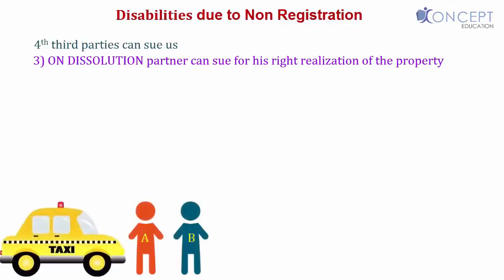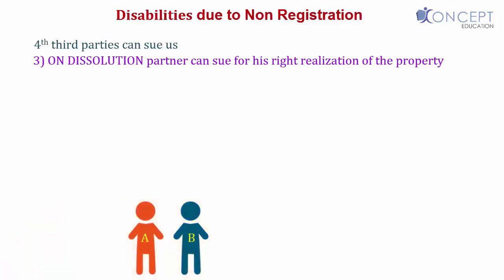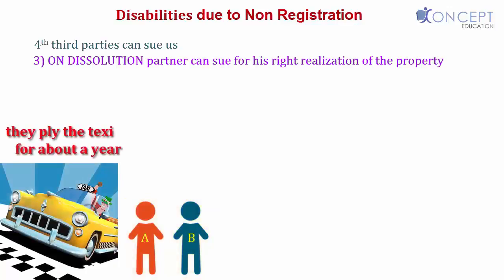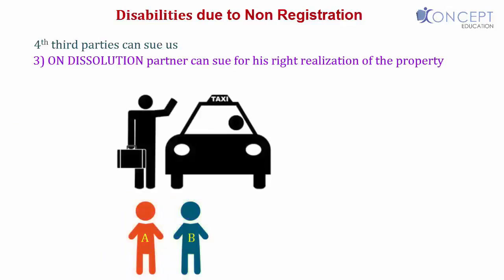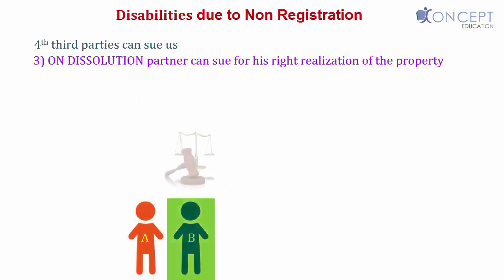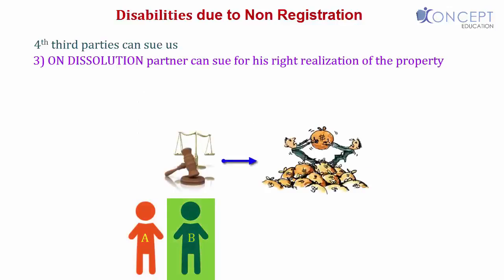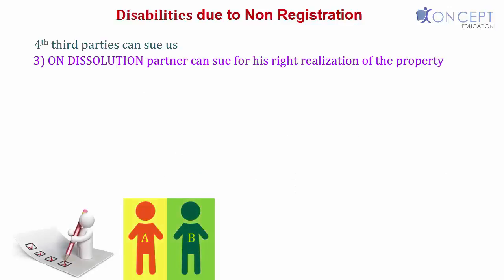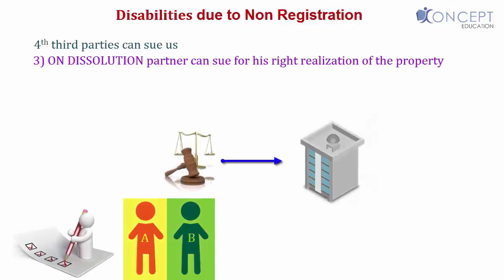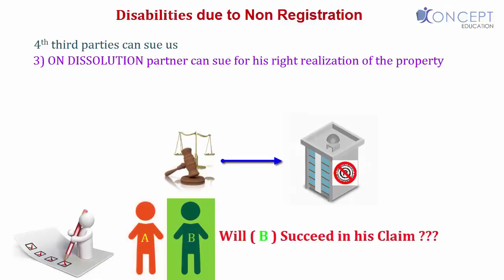A and B purchased a taxi to ply it for the partnership. They plied the taxi for about a year. A, without the consent of B, disposed of the taxi. B brought an action to recover his share in the sale proceeds. A resisted B's claim on the plea that the firm was unregistered. Will B succeed in his claim?